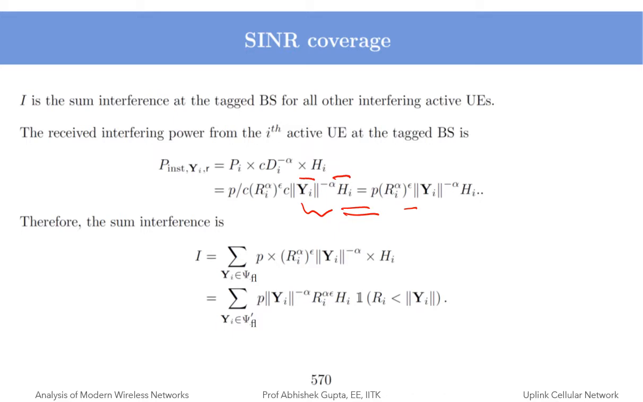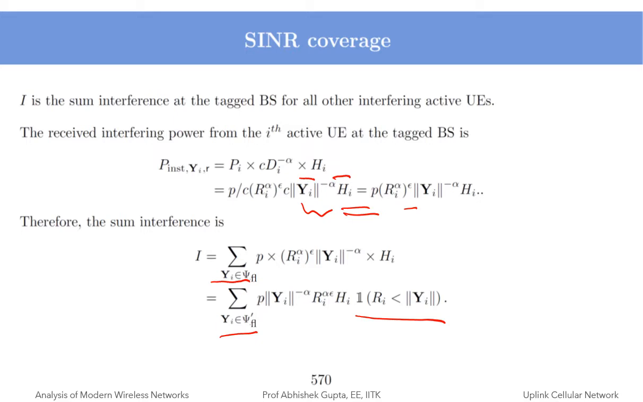Therefore, the sum interference would be the summation over all active users of this part. Okay, so this is your active user, and then what I can do is I can write it in terms of the original potential user point process summation if I include this condition that Ri is less than Yi.